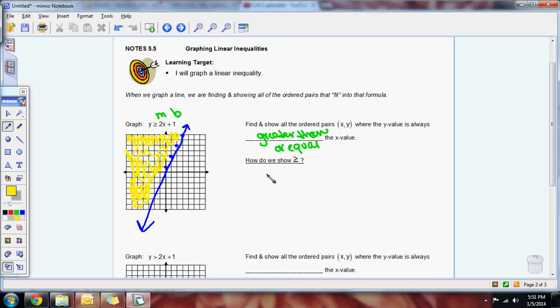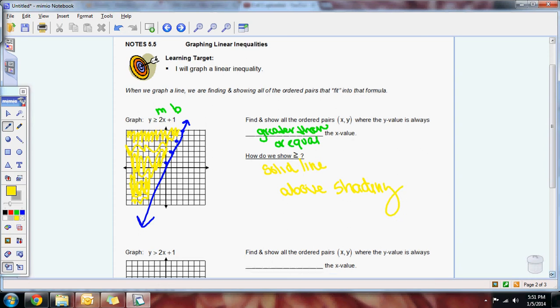Okay? So we have a solid line, and since it's greater than, we're going to graph above, or shade above. Okay, so this might be really weird because we've never done this before, but hang in there, it'll come easy to you.